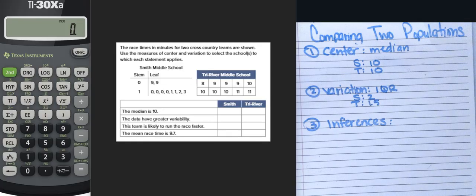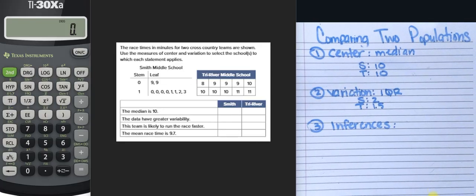All right, so what inferences or conclusions can we come up with based on the information that we found? So, number one, the median is 10. Okay, so the median is 10. That was true for both Smith and Tri River. Okay. The data have greater variability. So they're saying the number is larger with that IQR. And so that was true for Smith. So we're going to put an X here on Smith.